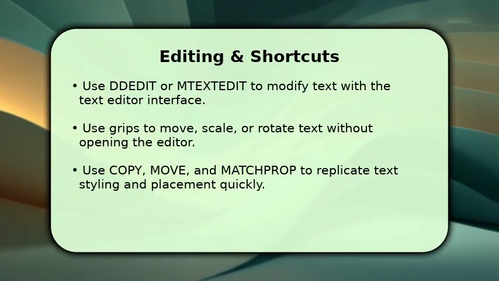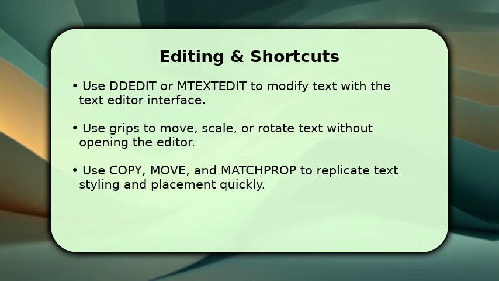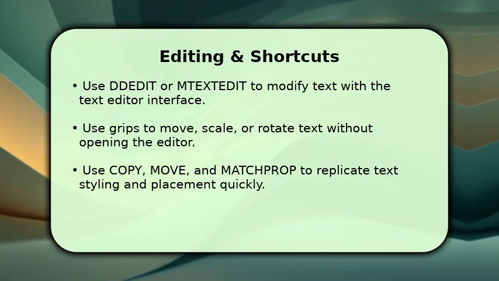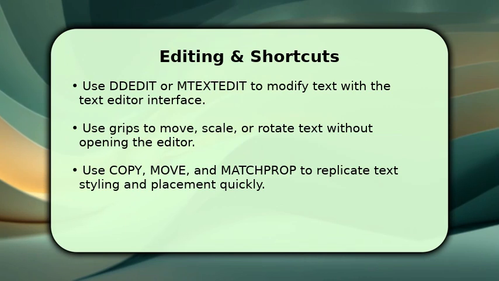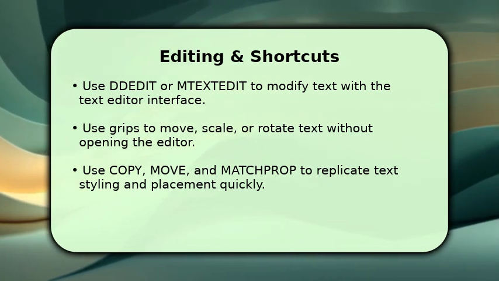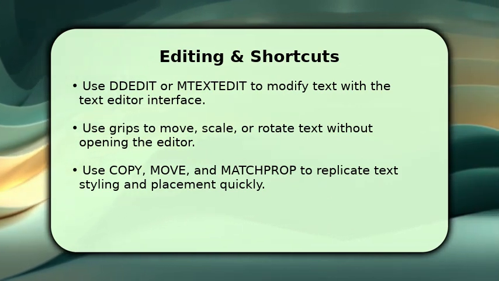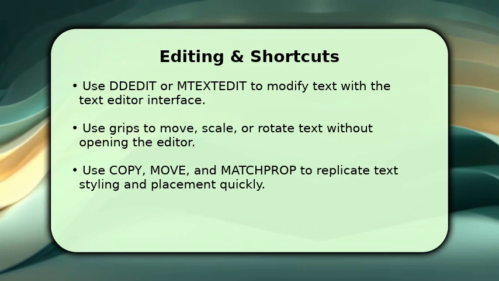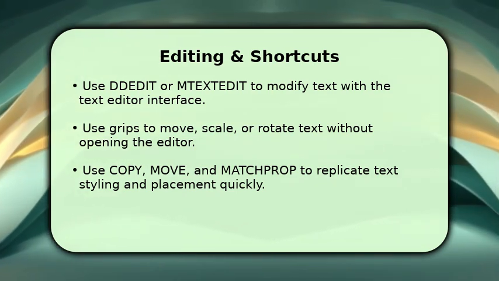Editing text is efficient when you use the built-in editor and grips together. Double-click text to open MText and make formatted edits, or use grips to nudge position and rotation without opening the editor. Use Matchprop to copy style and justification between objects, and set keyboard shortcuts for text and MText to speed up repeat tasks. Small habits like this save hours on large projects.